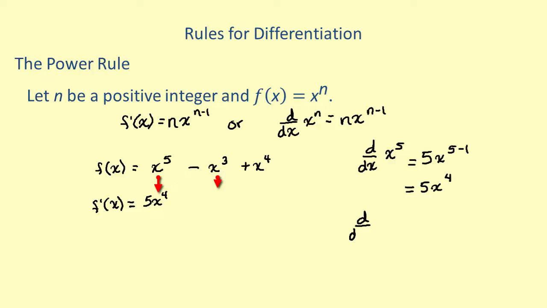Next, we can find d over dx of x cubed. Use the power rule to find the derivative, 3 times x raised to the power 3 minus 1. Simplifying the exponent, we get 3 times x squared. The final term of f prime of x is the derivative of x to the fourth, which is 4x cubed. Therefore, the derivative of f of x equals x to the fifth minus x cubed plus x to the fourth is f prime of x equals 5x to the fourth minus 3x squared plus 4x cubed.